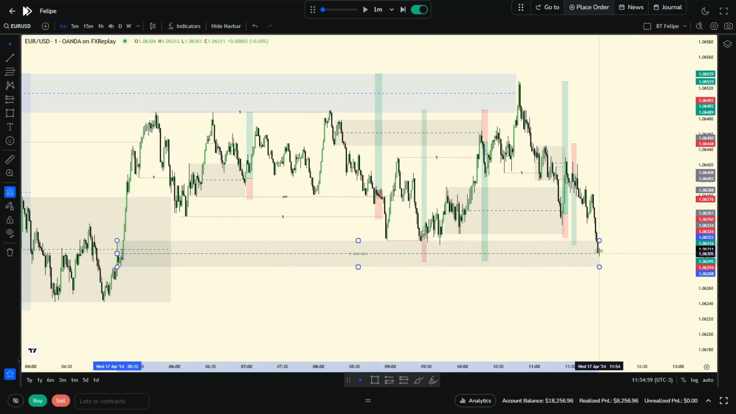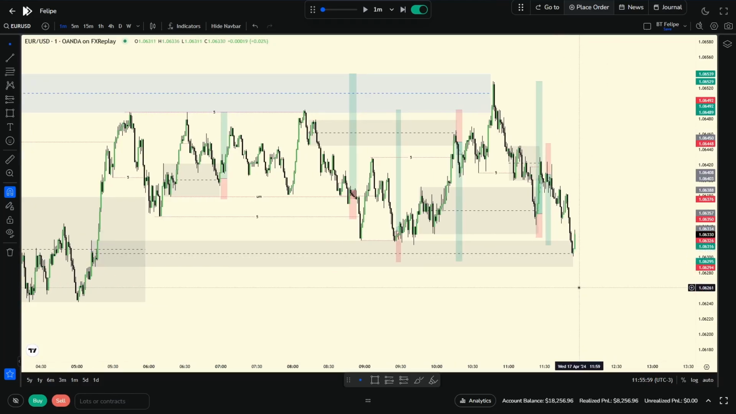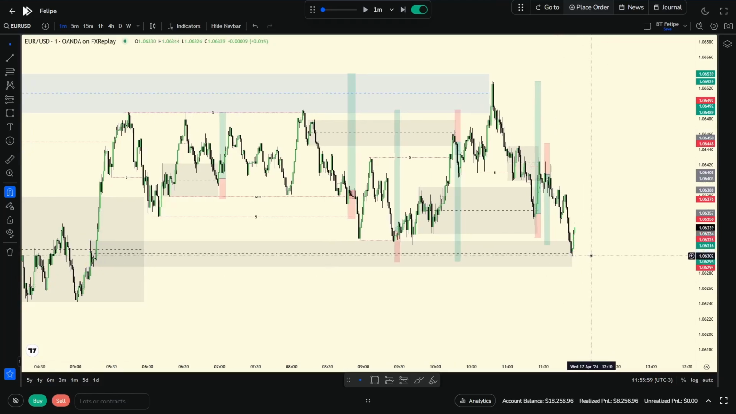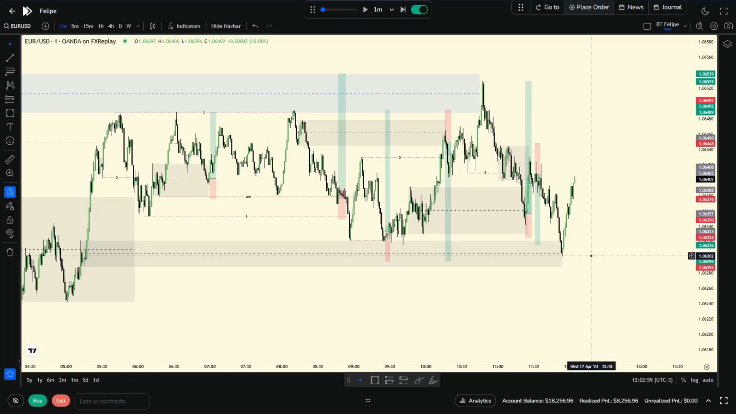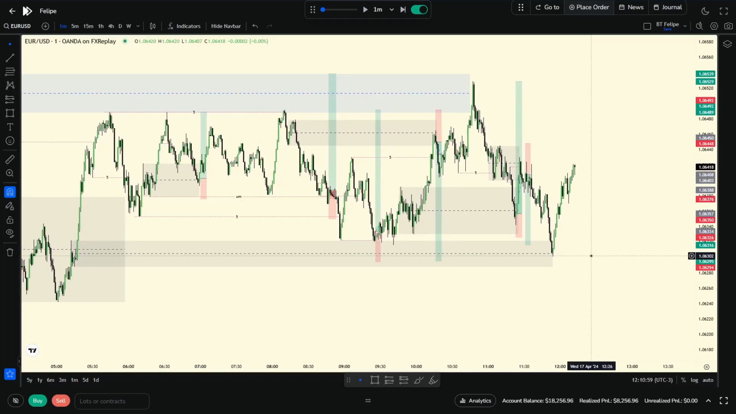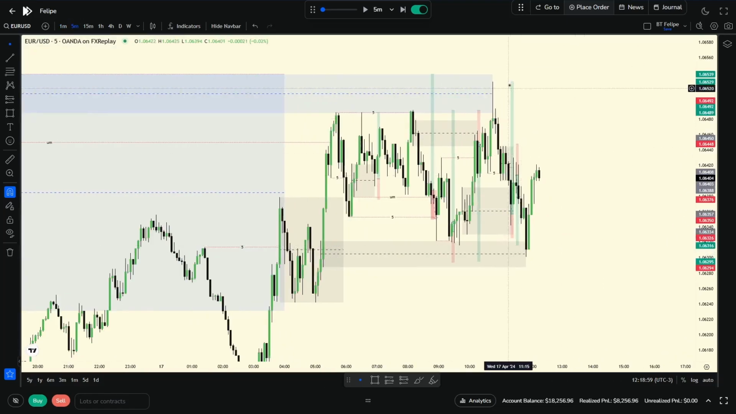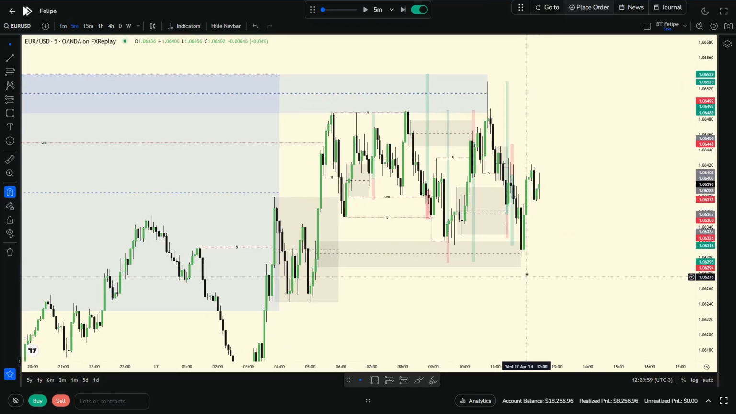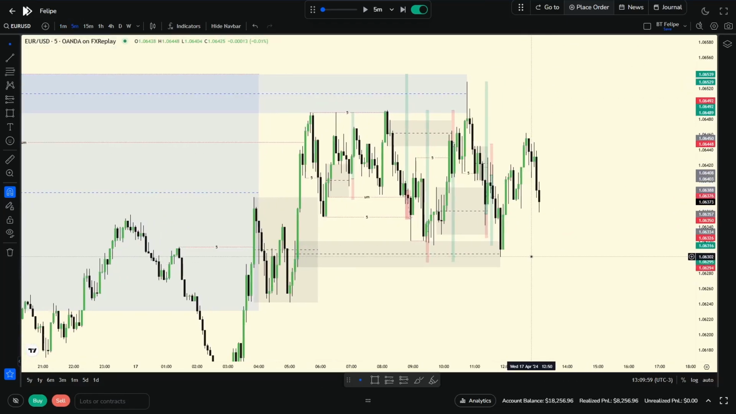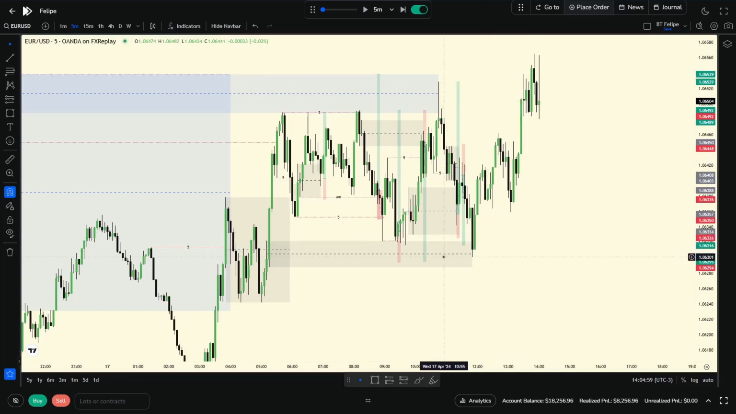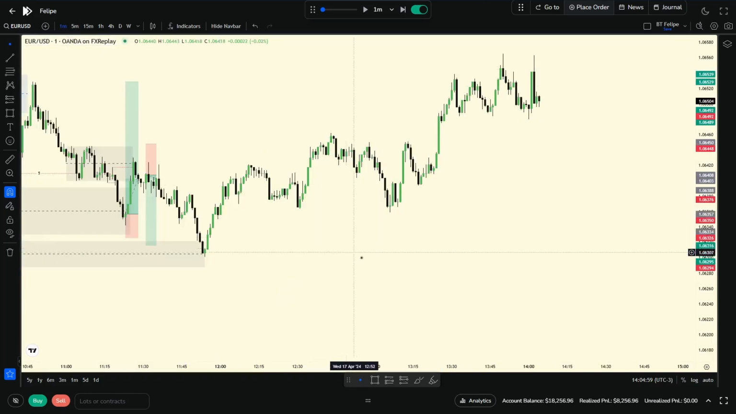Okay, now it tapped the 50% here. Maybe now it can go. Let's see. Yeah, look at this move. Let's just see what happens if price takes this or ends up breaking even more. Yeah, took it out. Holy. Took the whole day to tap the 50% and then go up.